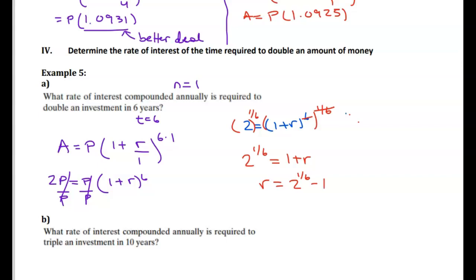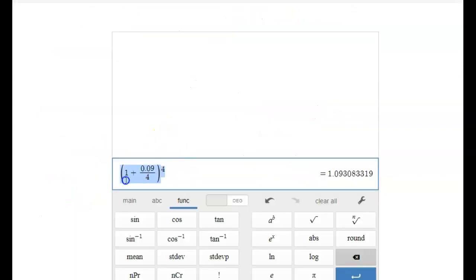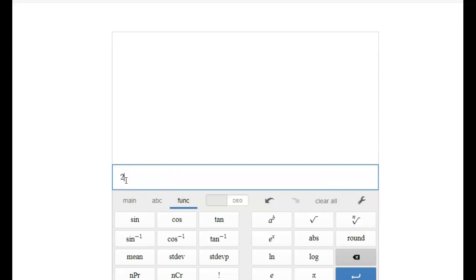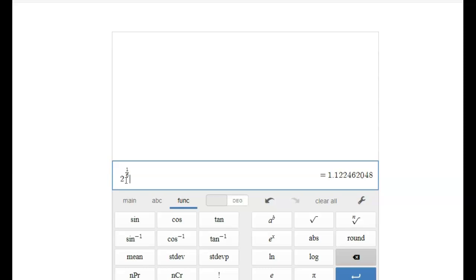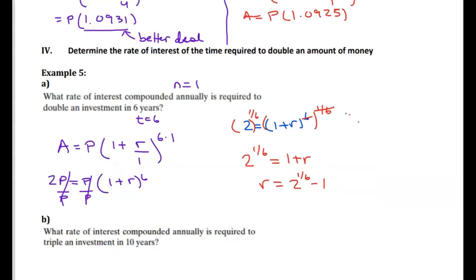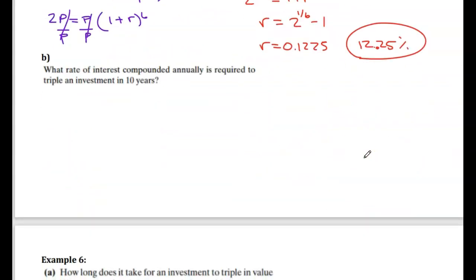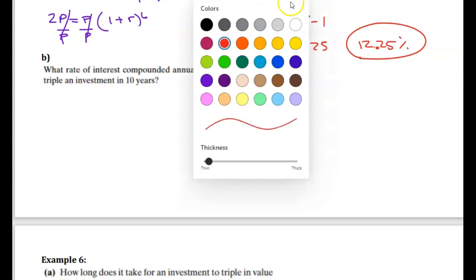Alright, so let's plug that in the calculator. 2 to the power 1 over 6 minus 1. 0.1225. So this means 12.25% annual interest. That's high interest. Alright, let's look at the next one.